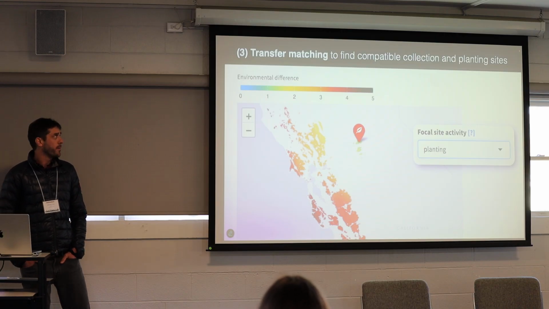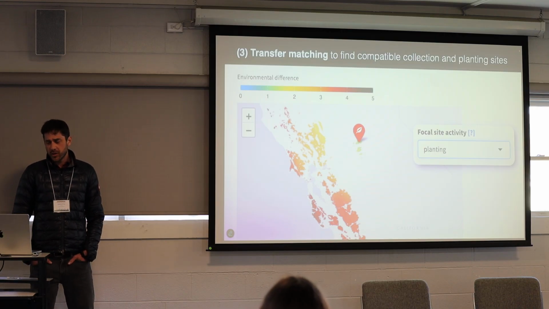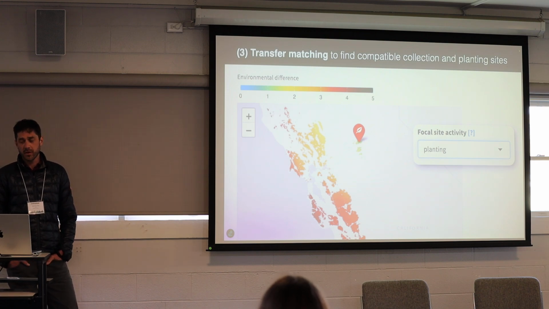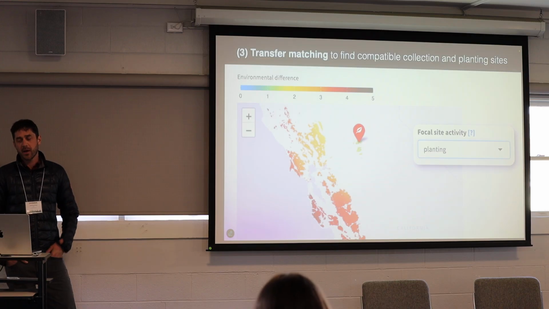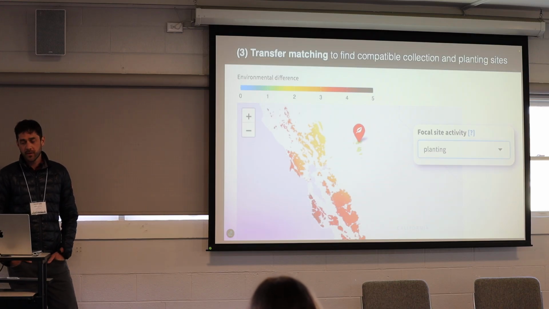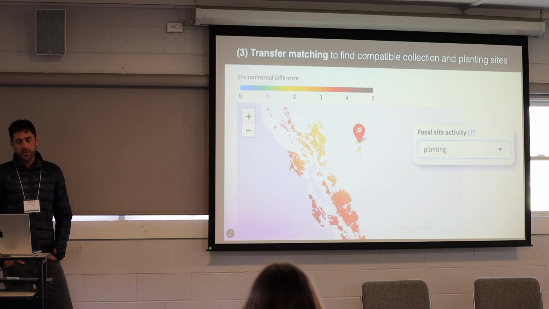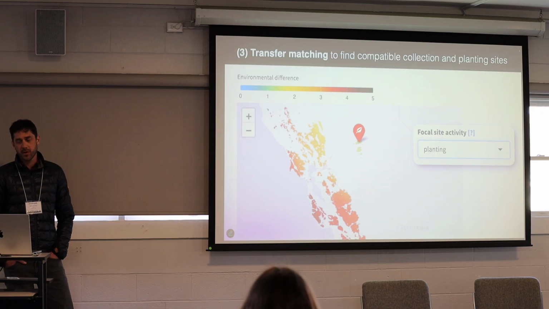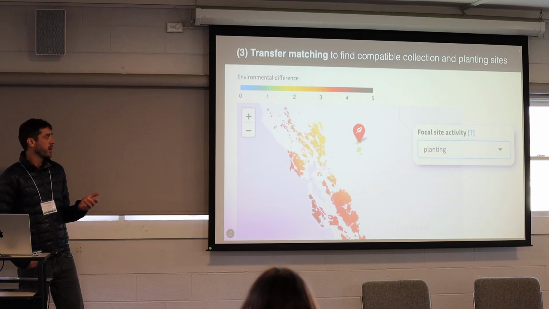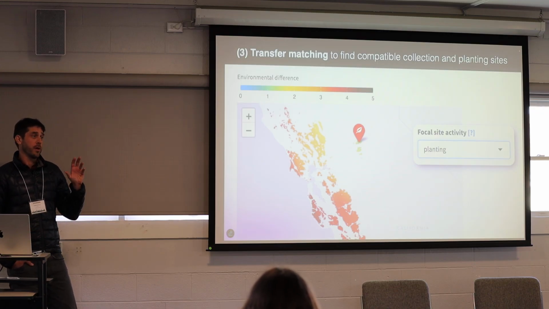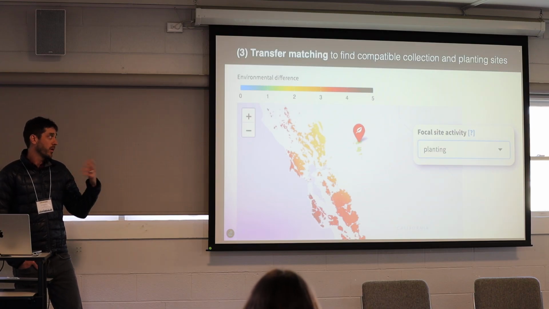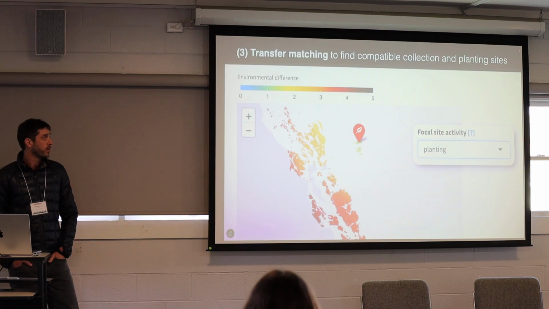And then finally, we have transfer matching. This is in some ways the core function of the tool with respect to assisted gene flow, at least. It helps to match seed collection and planting sites, accounting for climate change. So for a selected site, the tool calculates environmental similarity to all the other locations across the species range based on climate and soil data, spanning 2 points in time with respect to climate.